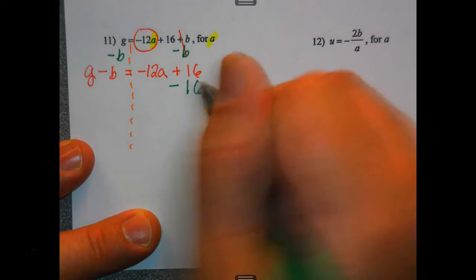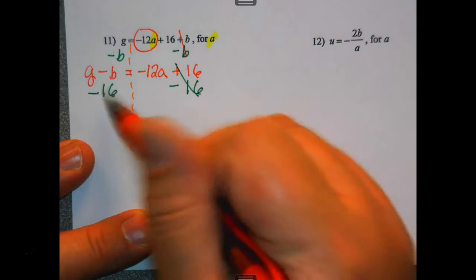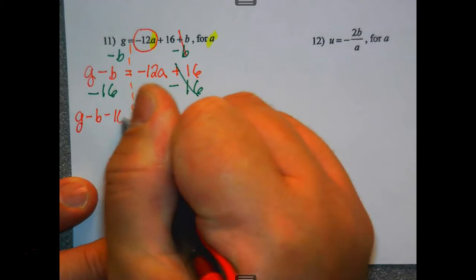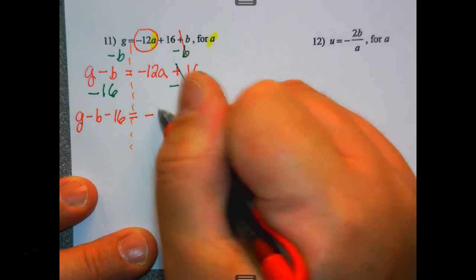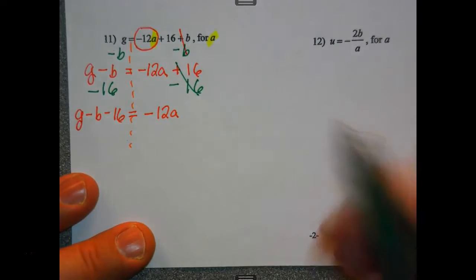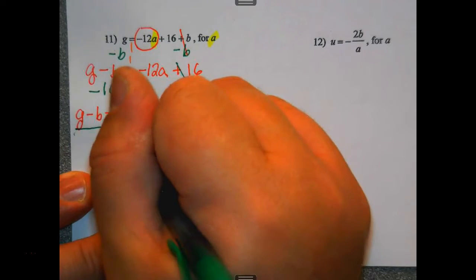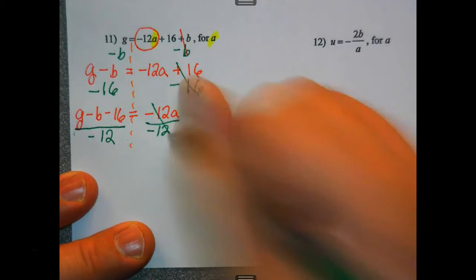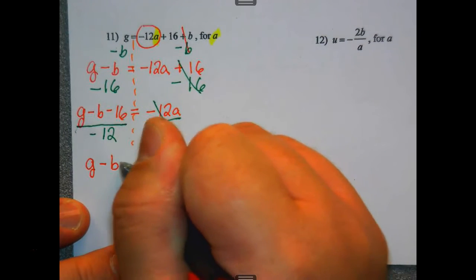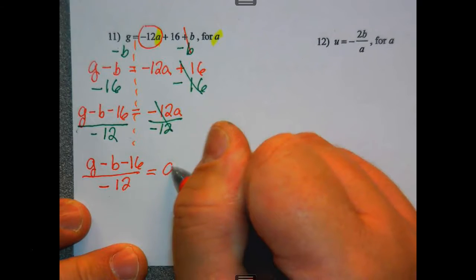So I'm going to subtract 16 from both sides. All of these are unlike terms, so I have to leave them. g minus b minus 16 equals -12a. Divide by -12. Divide everything by -12. I get this big mess over here: g minus b minus 16, all divided by -12, equals a.